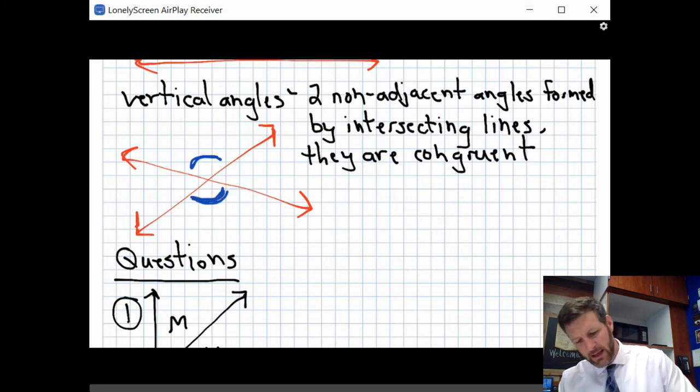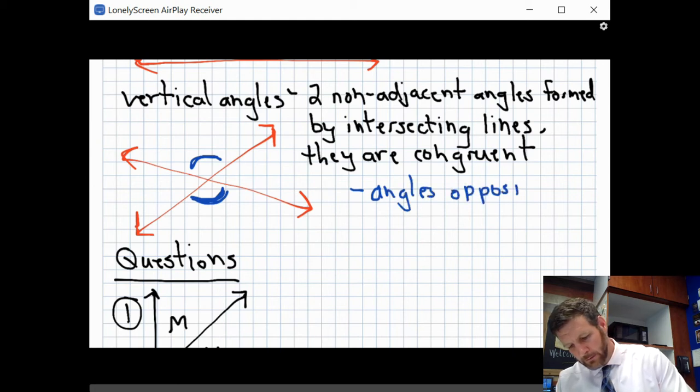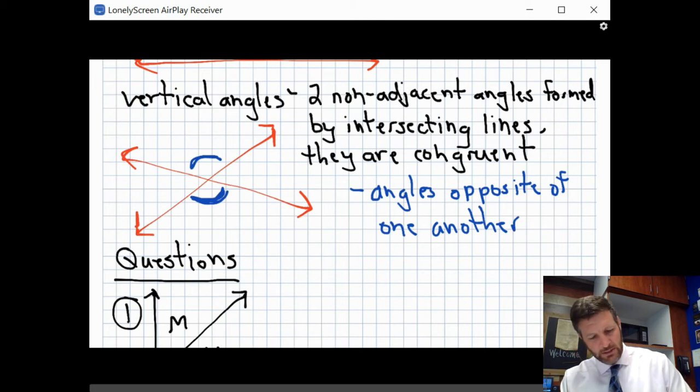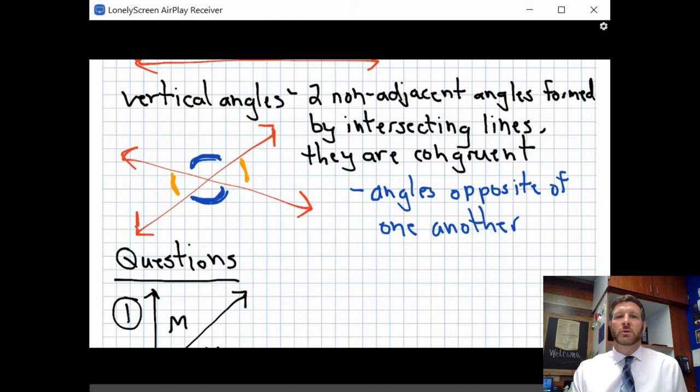So I think of it as the angles, it's not very precise, but the angles opposite of one another. Sometimes an imprecise definition can still be helpful to remember it. So in other words, these two angles here are vertical angles, and this angle here has an opposite angle to the right of it right here. So the relationship is those that are across from each other, or again, the non-adjacent angles.